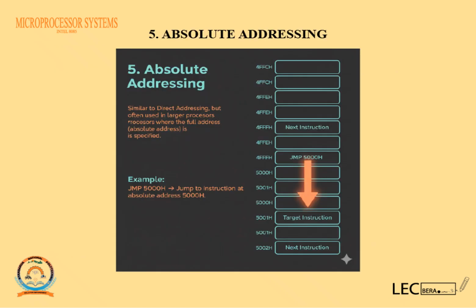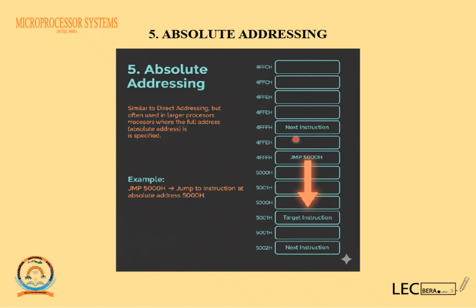Another addressing mode is absolute addressing. Absolute addressing is similar to direct addressing, but often used in large processors, where the full address, that is the absolute address, is specified. Most of the time this works like direct addressing, meaning that we are addressing the memory location. But these instructions help the microprocessor execute the program very fast.